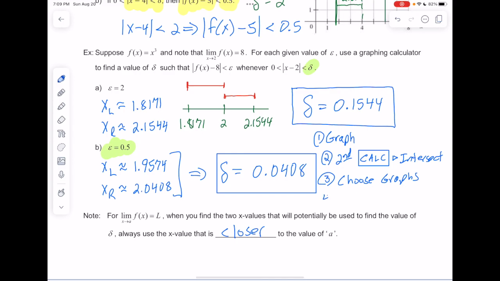And then choose a guess. And then finish. So those are the steps, but I'm going to describe what they look like to you as well. So when I say to choose the graphs, right after you do second calc and intersect, it's going to be showing you a blinking light on one of the graphs, and it's usually on y1, which would be the x cubed function for what we just did.